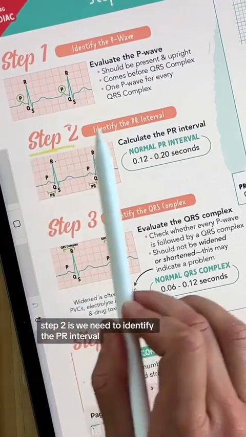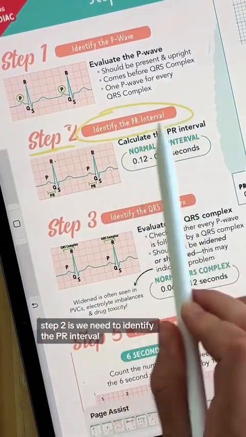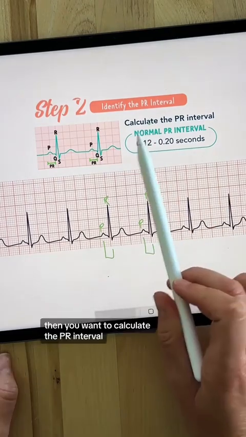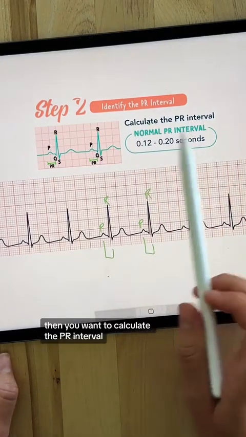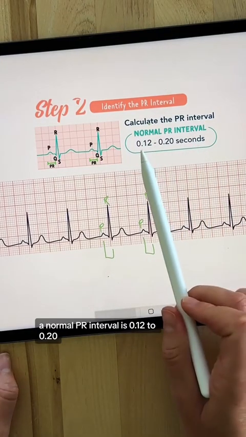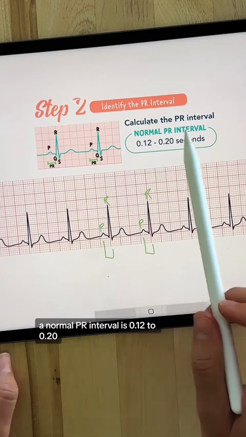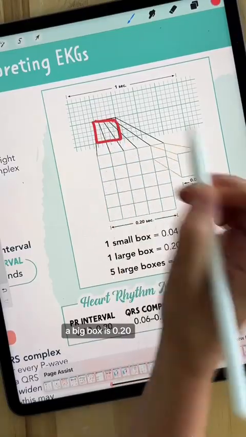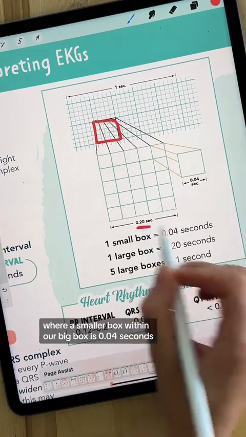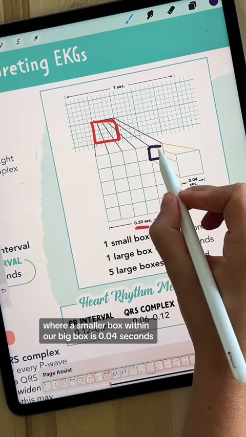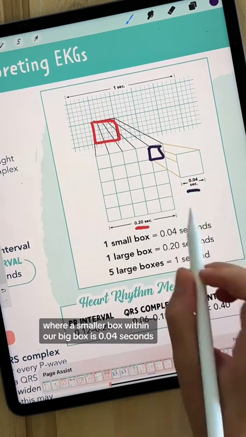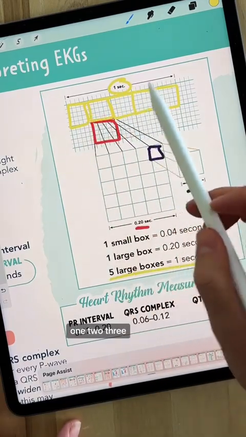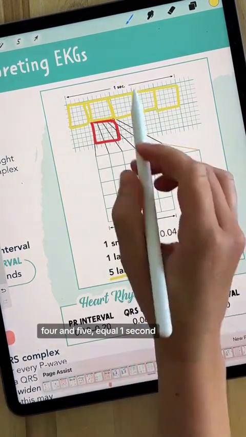Step 2 is we need to identify the PR interval. First, let's identify where the PR interval is. Then you want to calculate the PR interval. A normal PR interval is 0.12 to 0.20. Let me explain. A big box is 0.20 seconds, where a smaller box within our big box is 0.04 seconds. So 5 large boxes, 1, 2, 3, 4, and 5 equal 1 second.